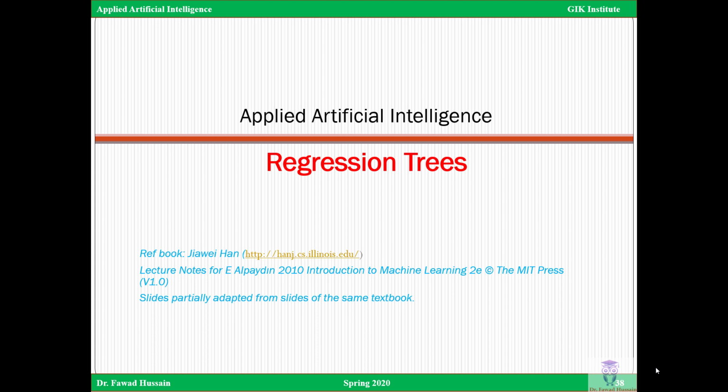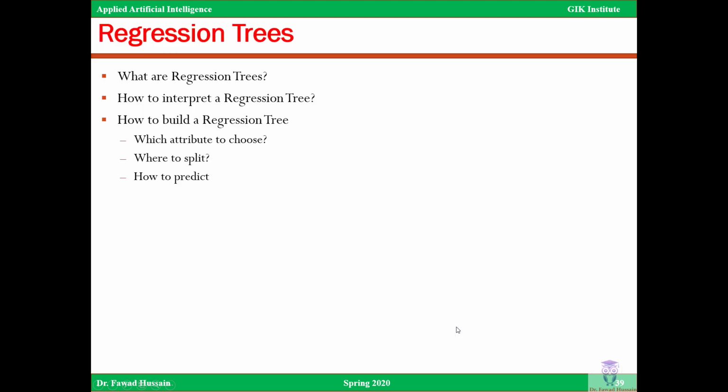So in the case of a regression tree, what we need is a real valued output, and the input for regression trees can be very different in terms of the nature of the attribute than that of a simple decision tree. So in this lecture we are going to look at what regression trees are, how to interpret a regression tree, and then how to build our own regression tree. And just like for the decision tree, we are going to look at which attribute to choose, where to split on that attribute, and how to make that real valued prediction instead of the simple category.